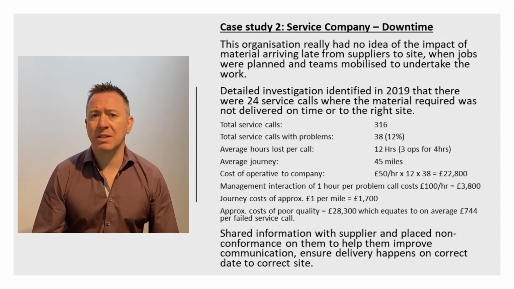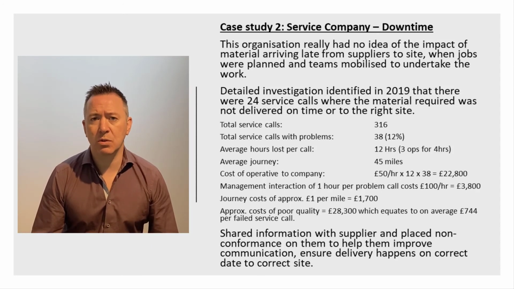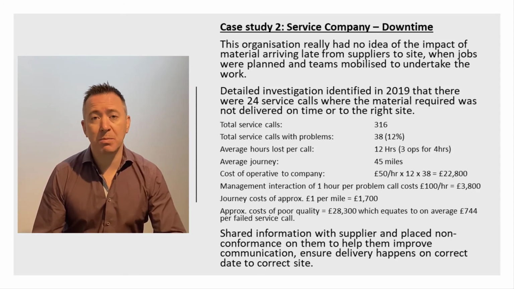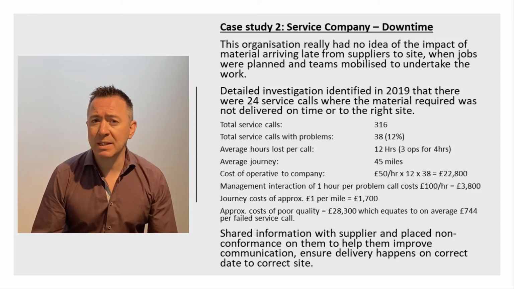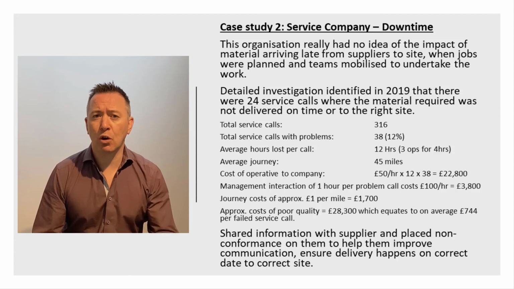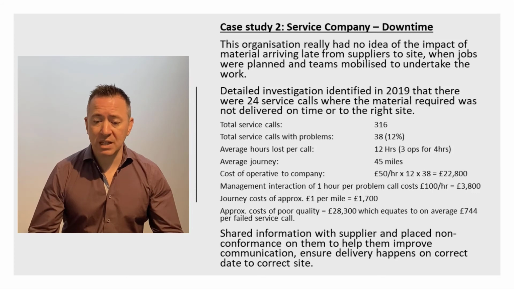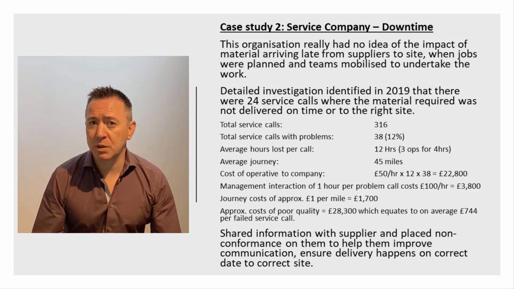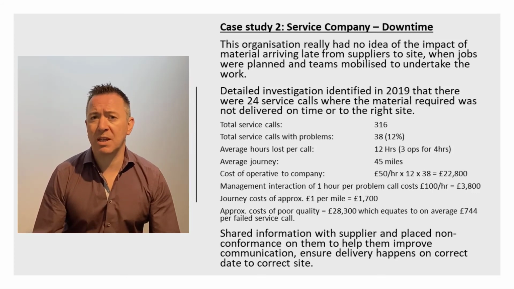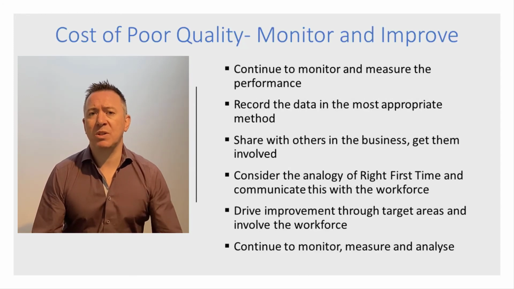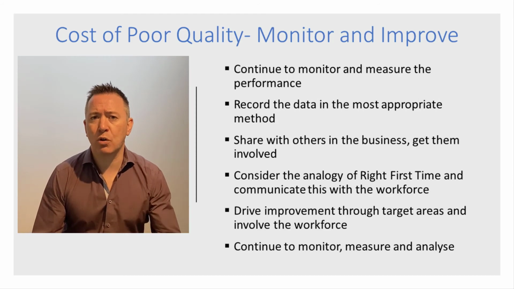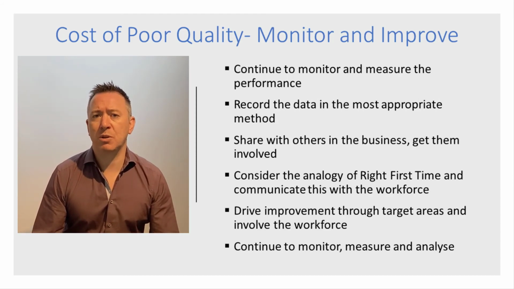Gathering this data over a 6-month period, it was very easy to put costs associated to this and what the impact was on the business. Ultimately, what we got to was a figure of around about £28,000 of lost time. That was in a 6-month period, and it was associated to a certain number of jobs. And it came down to approximately about £744 per job.